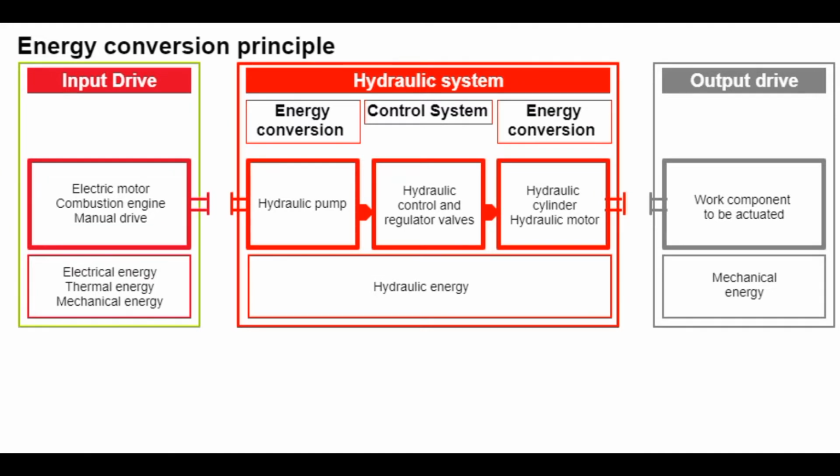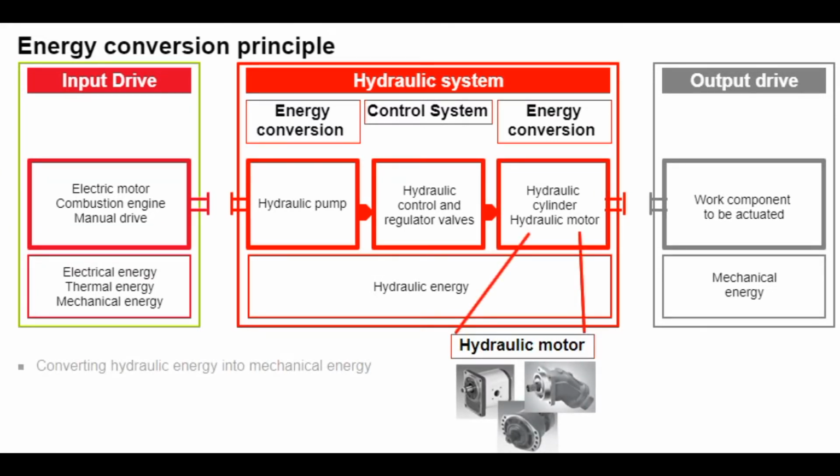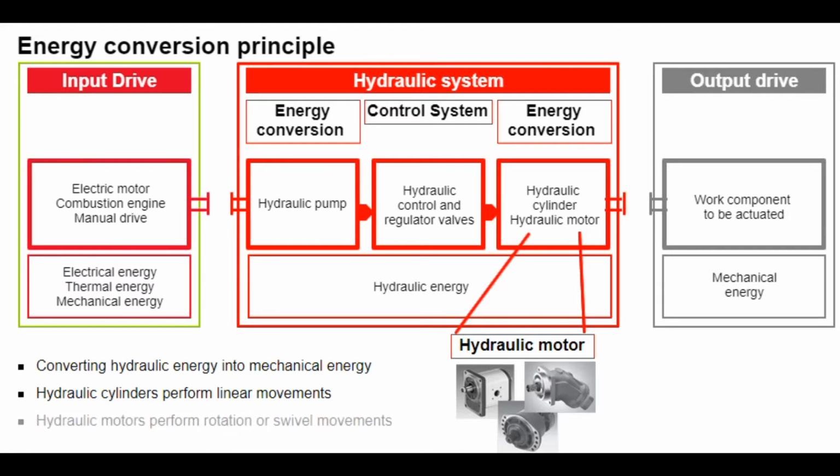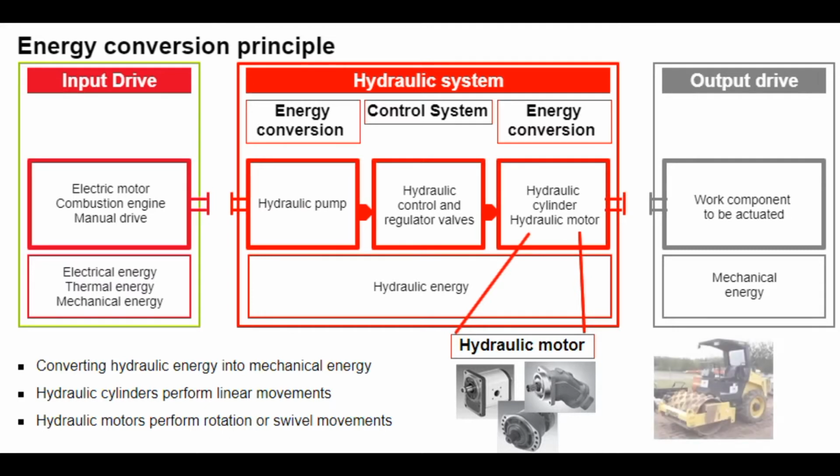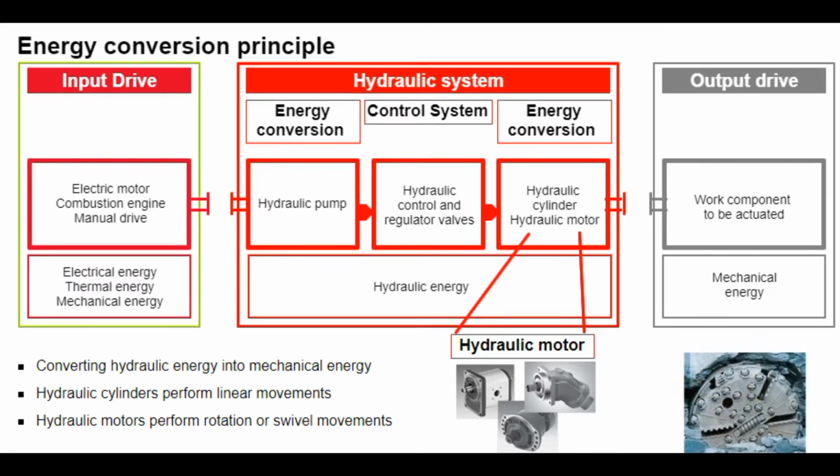In a hydraulic system, hydraulic motors are energy converters. They draw in hydraulic fluid and convert hydraulic energy into mechanical energy. Unlike hydraulic cylinders that move in and out in a straight line, hydraulic motors rotate. Hydraulic rotation motors cause an output shaft in the motor to revolve continuously. This drives road rollers or drilling heads of tunnel boring machines, for example.